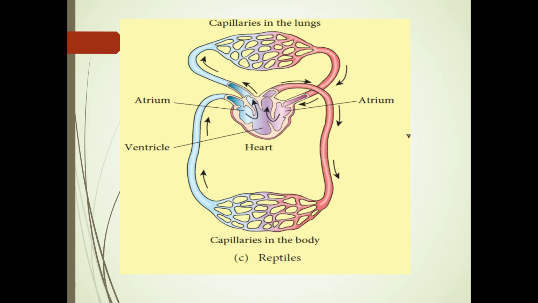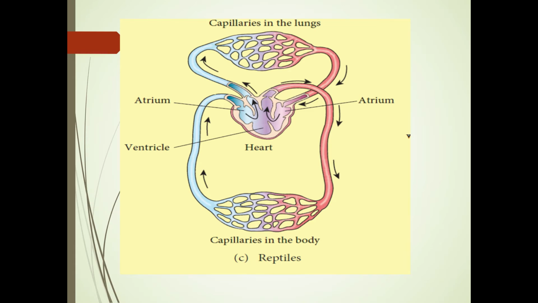So the way the blood is transported is just the same as the amphibian. The only thing different here is that they still got two atrium and one ventricle, still three chambers. But they got a partial partition, half partition. Means the oxygenated blood and deoxygenated blood will mix less than in the amphibian.